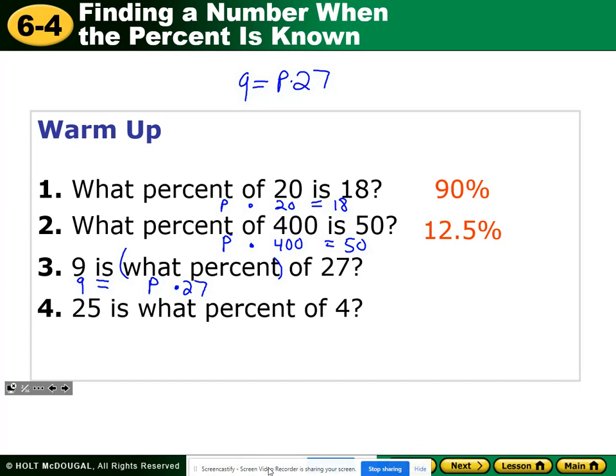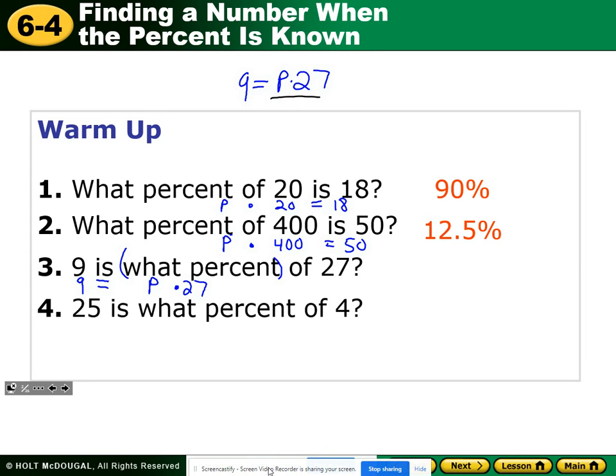Does it matter what order the equation's written in, if the equals is on the left or on the right? If I flip these, oh. That's the same exact equation now, isn't it? Exactly the same. But they chose to write it differently, because is every situation going to come up exactly the same way? No, so they're trying to make you think through it. All right. So Summer, as 9 equals P times 27, how do I go about solving that one?